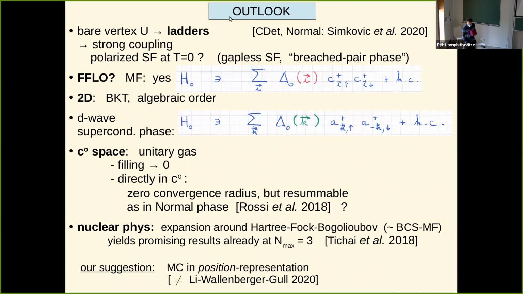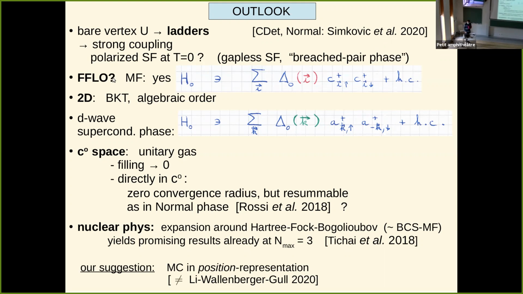So what would be interesting to do next, of course, is to replace the bare vertex U, which we have used so far, with a dressed vertex, which includes the ladders. And in the normal phase, it was already shown how to do it with CDET. And this would allow us to go to the strong coupling regime, where it's expected to have a polarized superfluid even at 0 temperature, also known as a Breach pair phase.